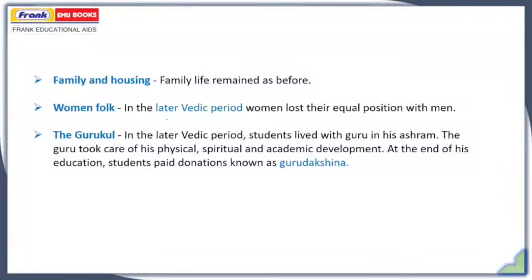Next was the family and the housing. Family remained the same as before. The women folk. In the later Vedic period, women lost their equality with men. Earlier, women were equal to men in all positions. But in the later Vedic period, women were not allowed to study, and they were not allowed to perform certain types of prayers, yagyas, etc. The Gurukul system came into play. In the later Vedic period, students lived with their gurus in the ashrams. After the completion of their academic development, they used to give a donation known as Guru Dakshina.